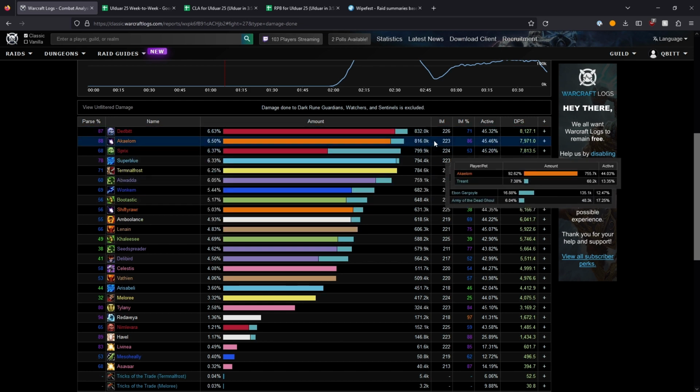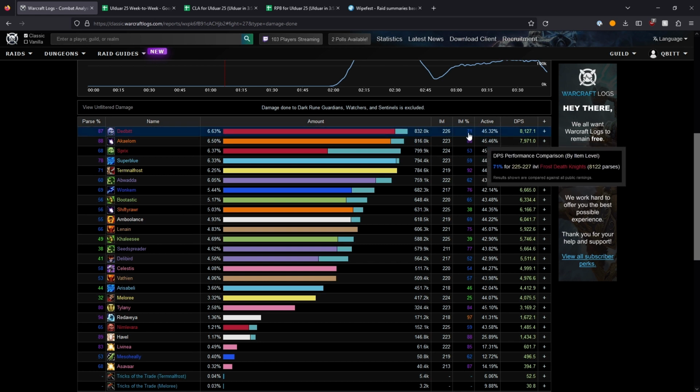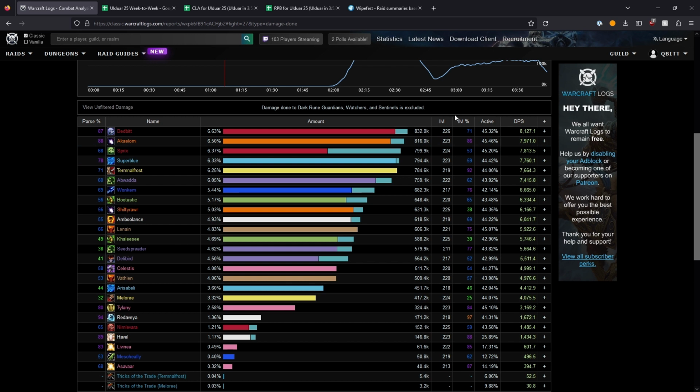After the parse, the other thing to look at is your item level parse. It's the same general thing, but instead of comparing me to every Frost Death Knight, it's comparing me to every Frost Death Knight within 2 item levels of myself. Now, if you're doing well, this really doesn't matter, and you can ignore it. If you're not doing well, then looking at this is a quick indicator of, am I being held back by gear or am I being held back by something else?